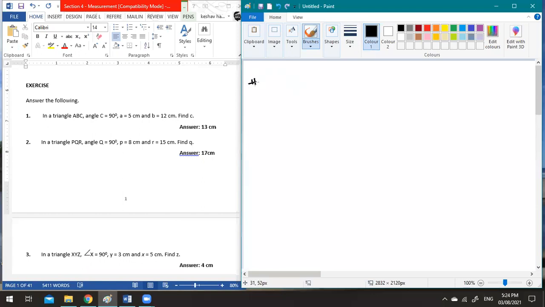All right, so question 2. In the triangle PQR, you don't really have to draw a big triangle, just think it. You know it's a right angle triangle. Q is the right angle, so Q will be here. P could be anywhere, R could be anywhere, PQR doesn't matter.